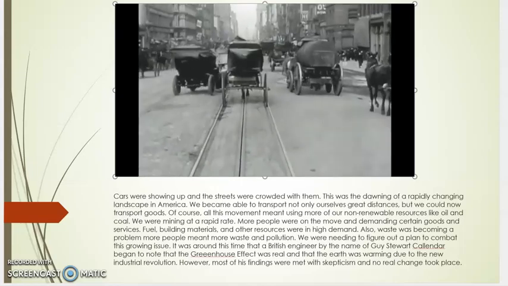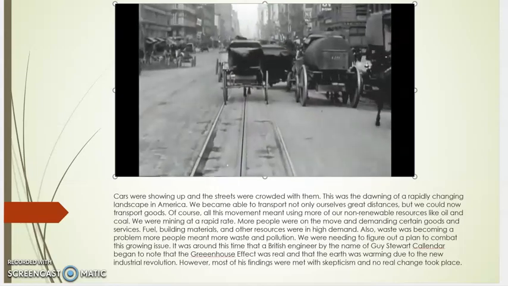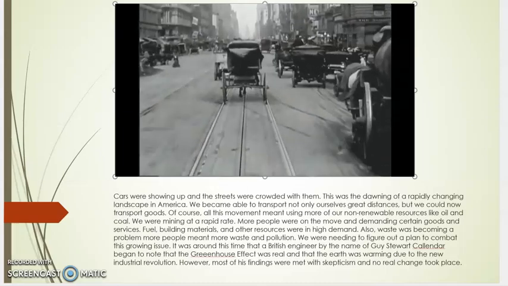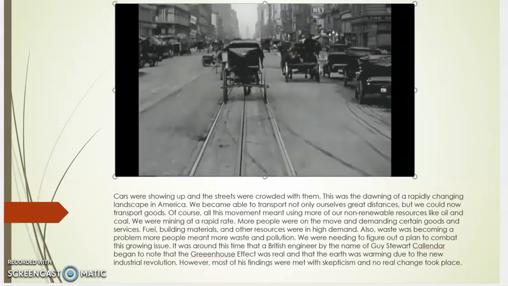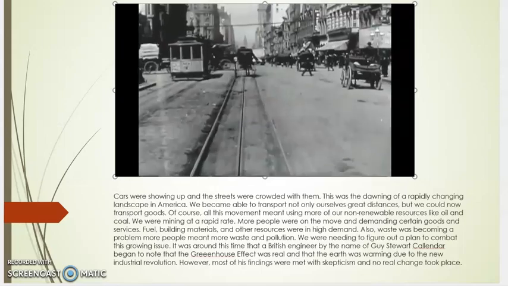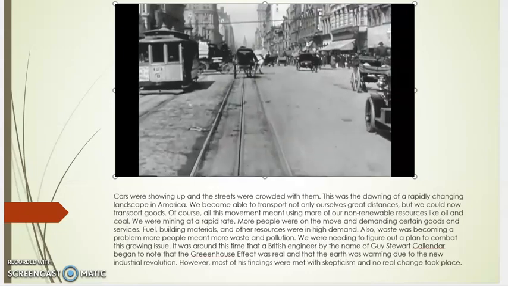It was around this time that a British engineer by the name of Guy Stewart Callender began to note that the greenhouse effect was real and that the earth was warming due to the new industrial revolution. However, most of his findings were met with skepticism and no real change took place.